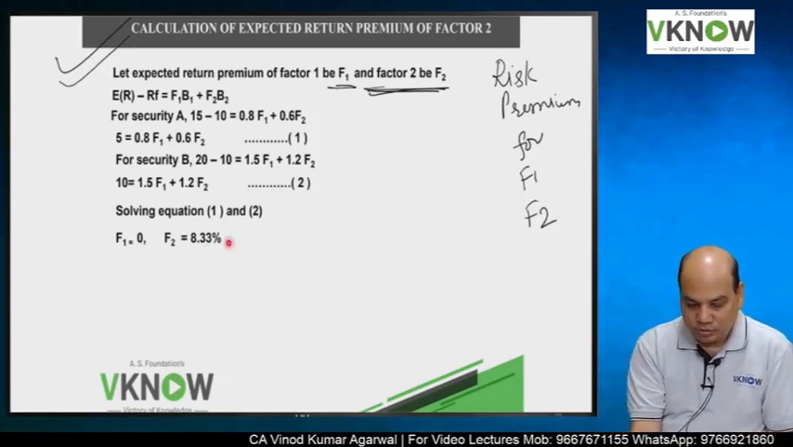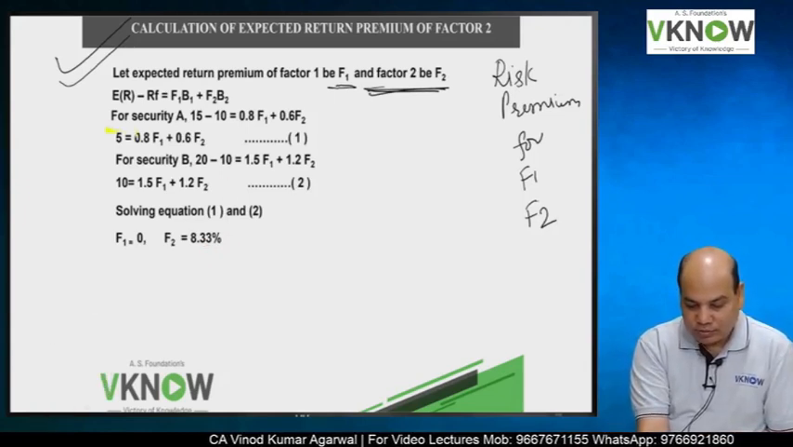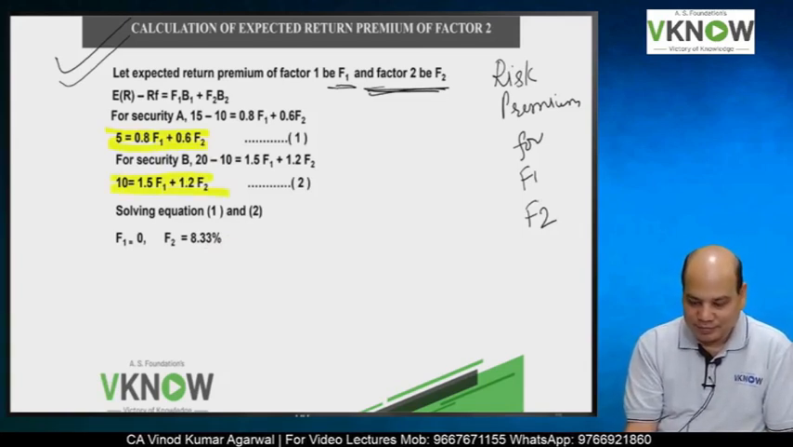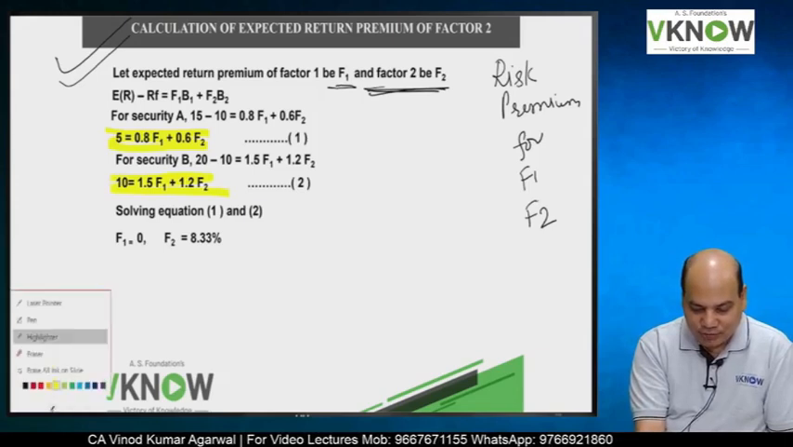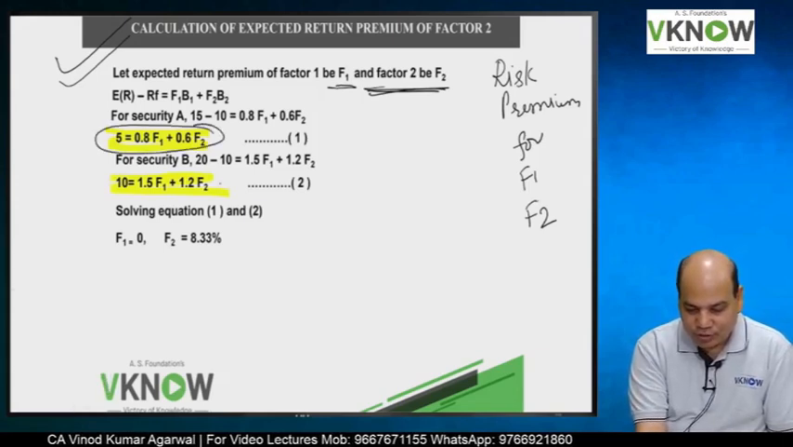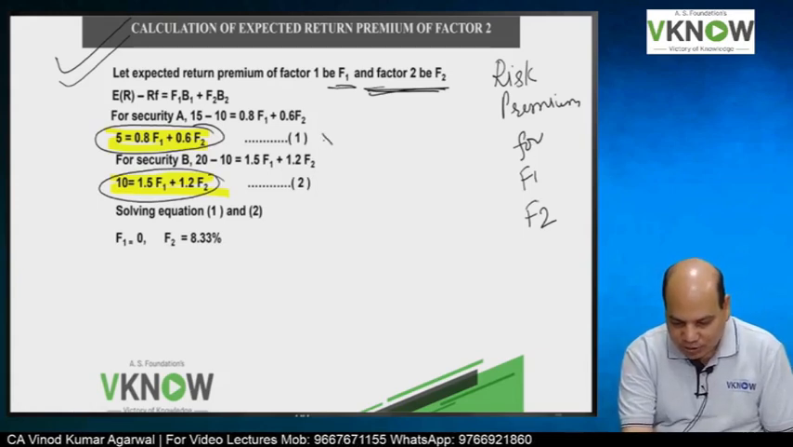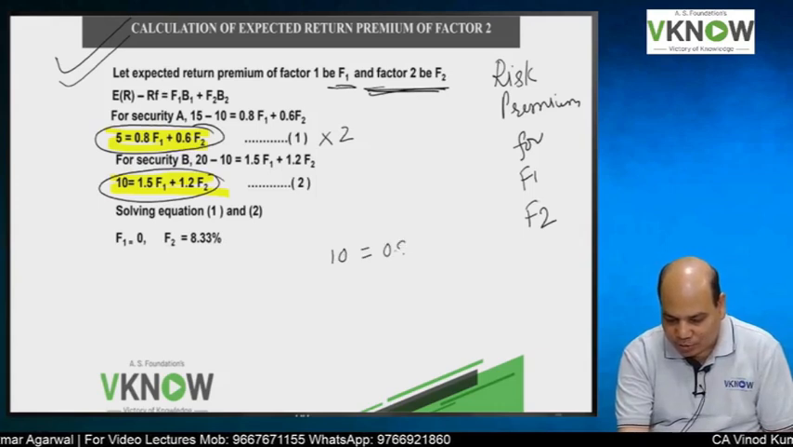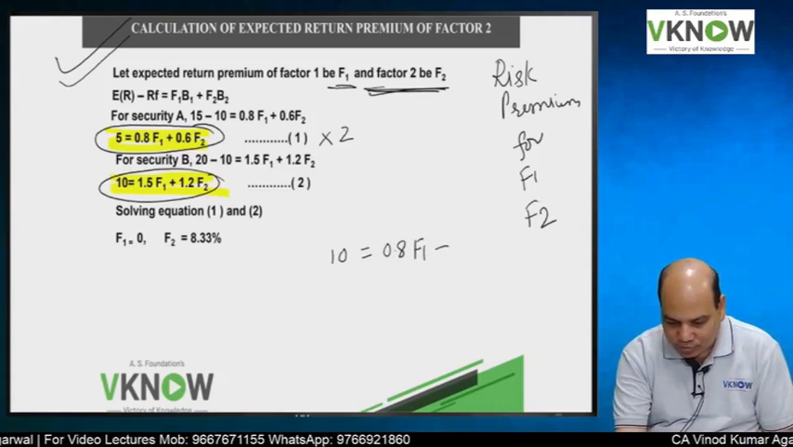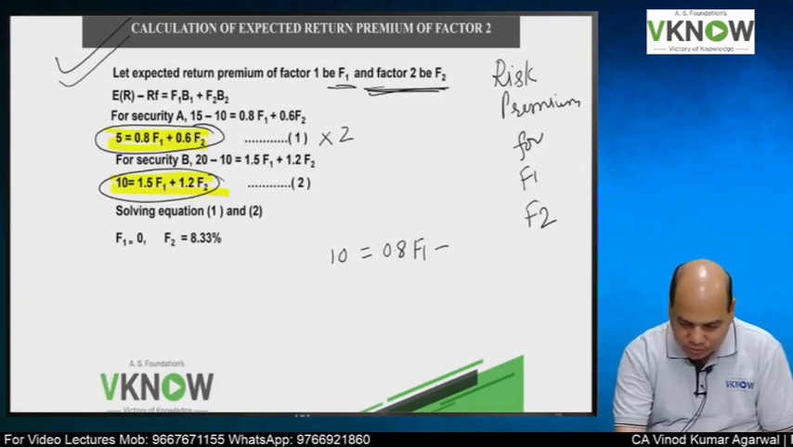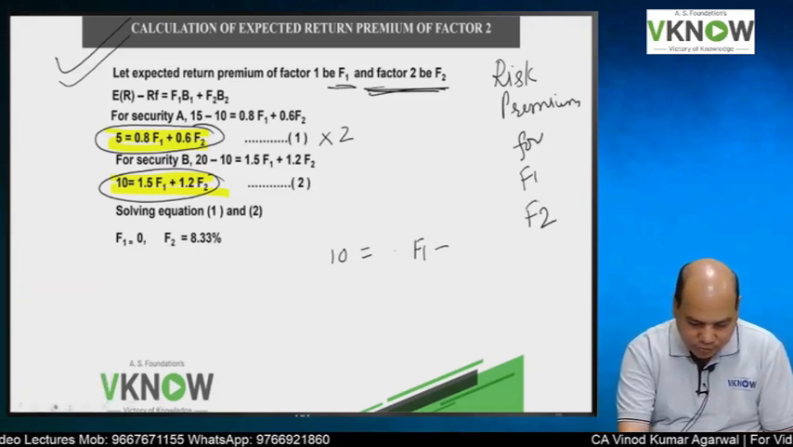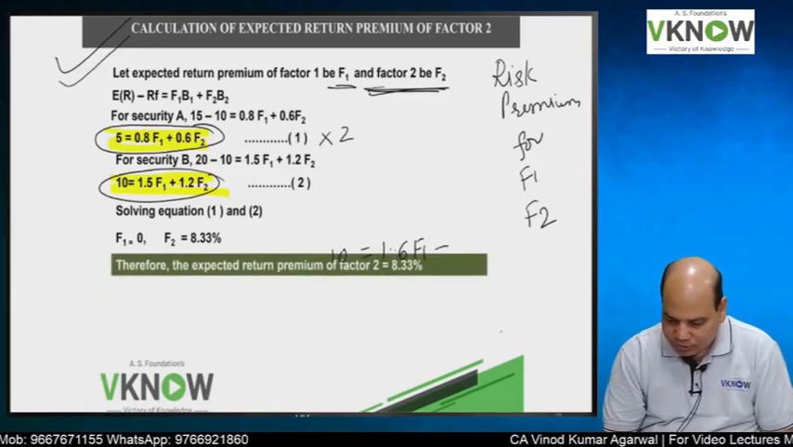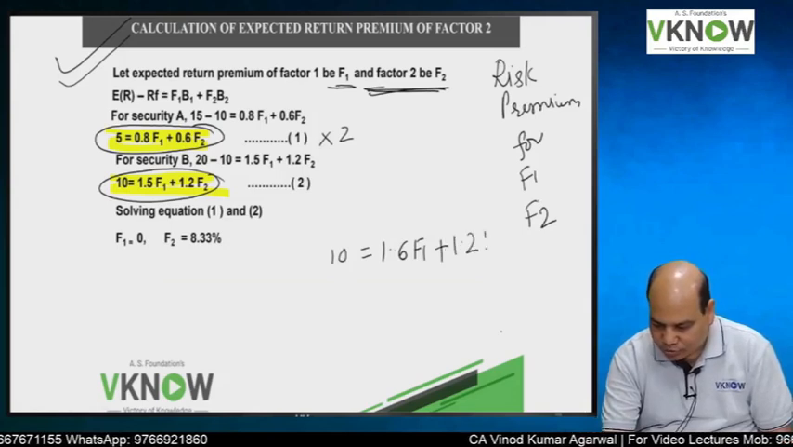That is not my duty. You are a CA finalist, some days away from your exam. You have to solve. How do you solve the equation? That even I don't know. I also forgot. So you can just multiply this by 2. If you multiply this by 2, it will become 10 is equal to 0.8 F1, sorry, 1.6. See, I have also forgotten. I have never done equations in my school also. Plus 1.2 F2.